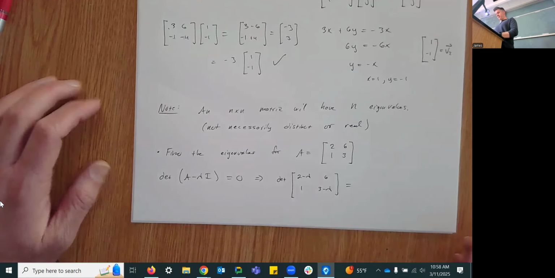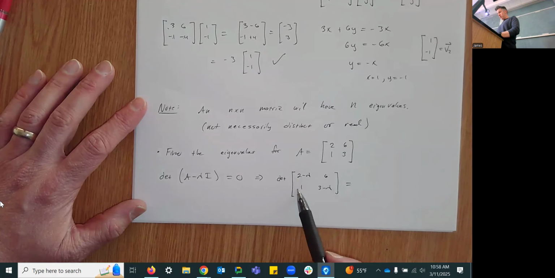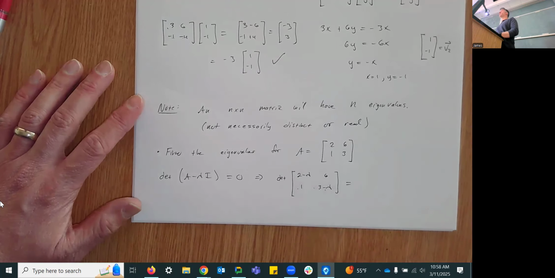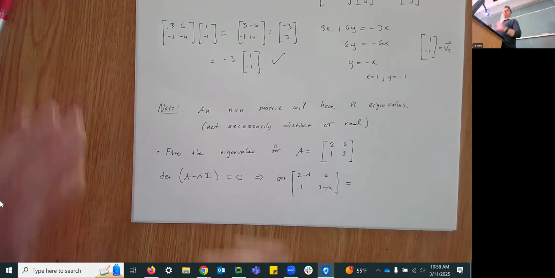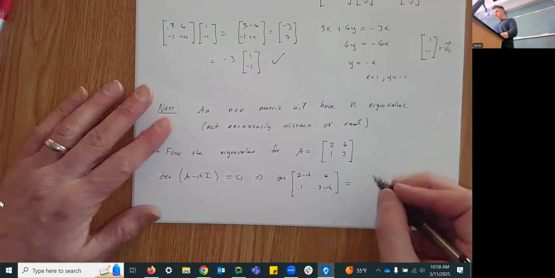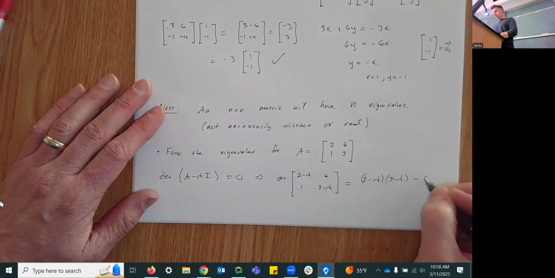All right, let's see what we got. So we have the determinant of the matrix 2 minus lambda, 6, 1, 3 minus lambda. Again, every time you're doing this, you're just taking your original matrix and subtracting lambda from the diagonal spots. That's the easiest way to do it every time. We're going to get 2 minus lambda times 3 minus lambda, minus 6 times 1.